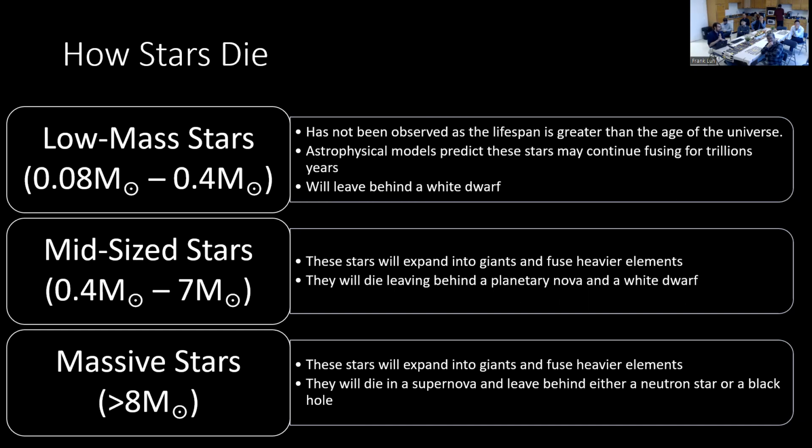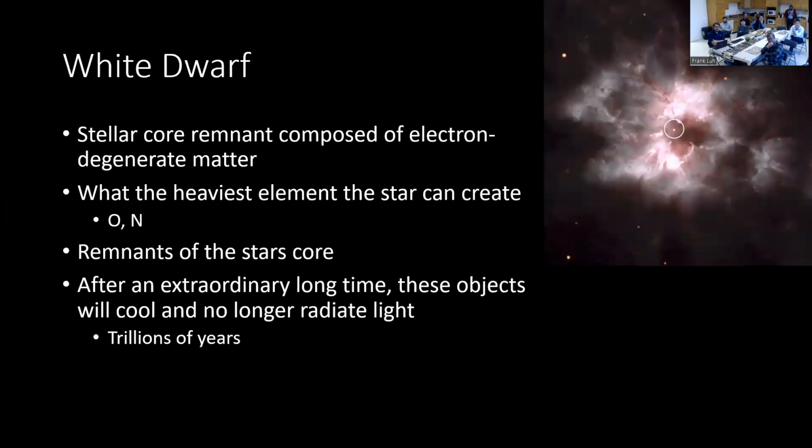Right? And then for the largest of stars, for those greater than 8 solar masses, you'll expand to giants using heavier elements, and when they die, they'll die in a supernova and leave behind a stellar remnant that's either a neutron star or a black hole. So we're going to go into what those stellar remnants are.